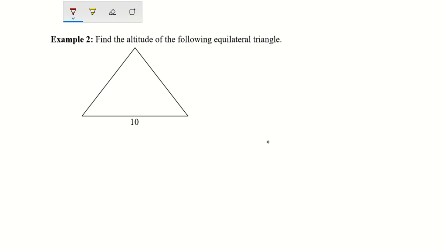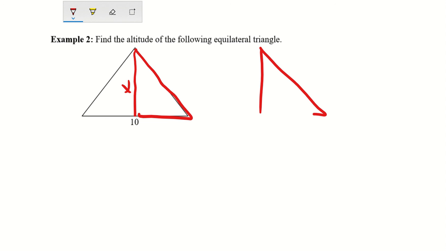Find the altitude. Again, they want us to find the altitude, which is this one right here. So let me go ahead and separate it. Since I cut this one in half, this is going to be 5. This is the one that they want us to find out, so we won't get confused, let me just put a question mark.